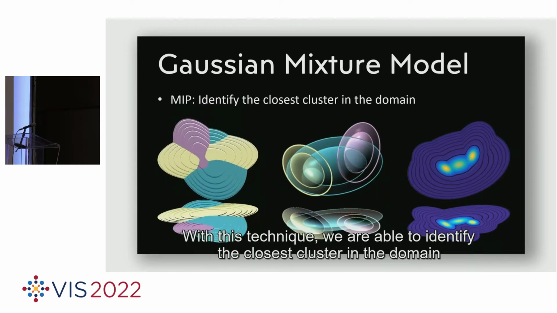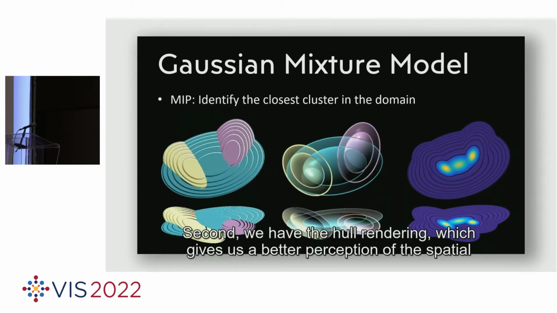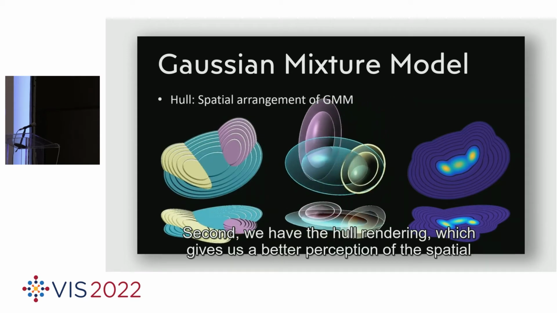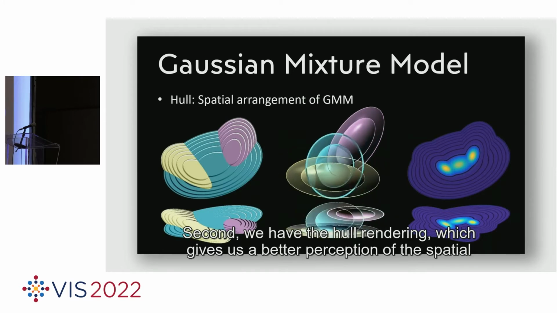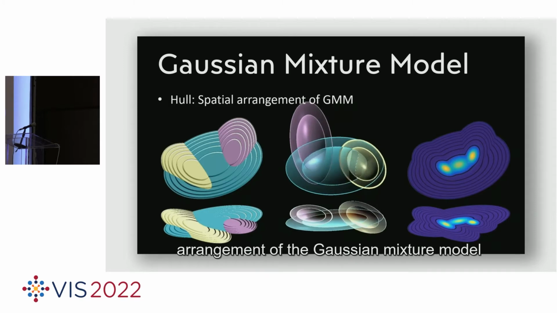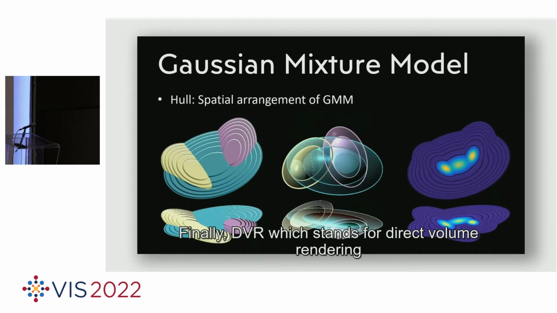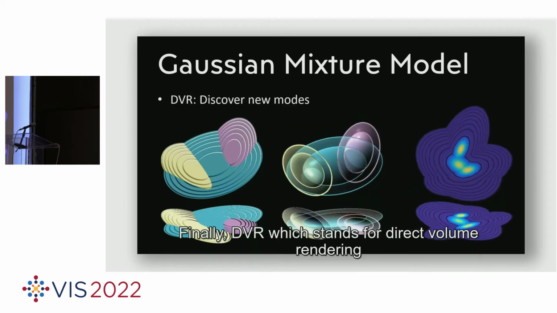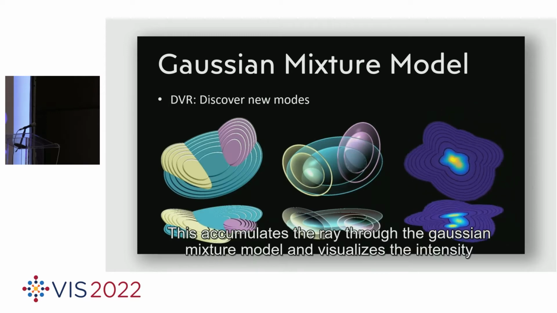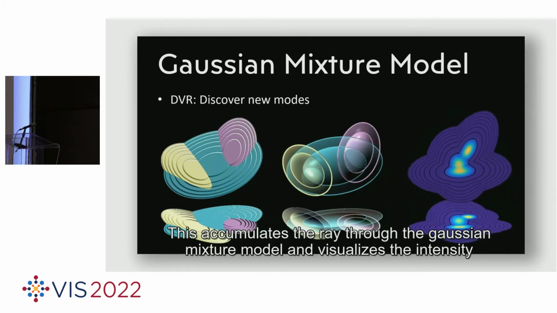With this technique, we are able to identify the closest cluster in the domain. Second, we have the hull rendering, which gives us a better perception of the spatial arrangement of the Gaussian mixture model. And finally, DVR, which stands for direct volume rendering. This accumulates the weight through the Gaussian mixture model and visualizes the intensity.